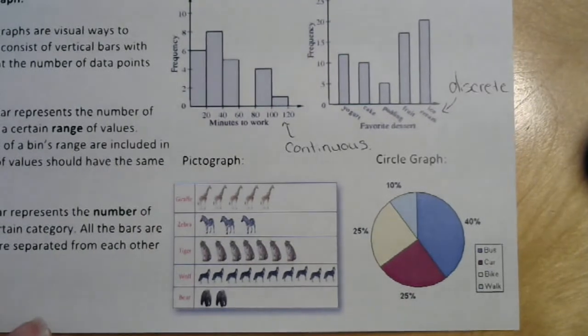So that's just a brief introduction to 1 and 2 variable data. We're going to do a couple of examples of how to work with these.